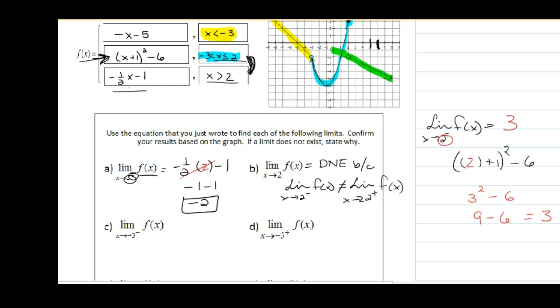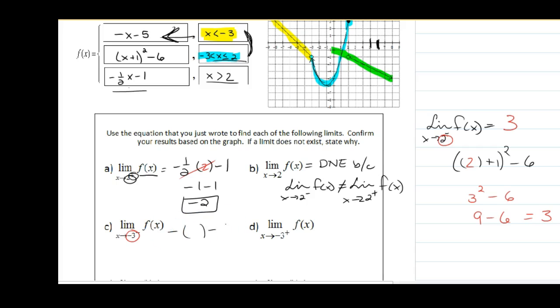Looking at C now, the limit of our function as we approach -3 from the left. So our function from the left of -3, these are my two functions that deal with -3. From the left is going to be the lesser than side, and this is my function that's lesser than, so I'm going to use this function. I'm finding my limit as x approaches -3, so that's what I'm going to plug into the function.